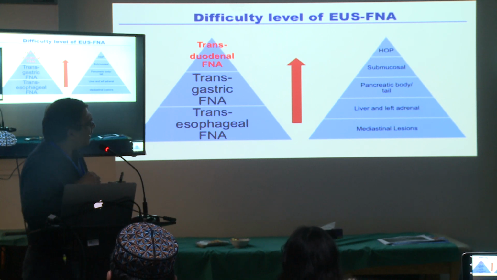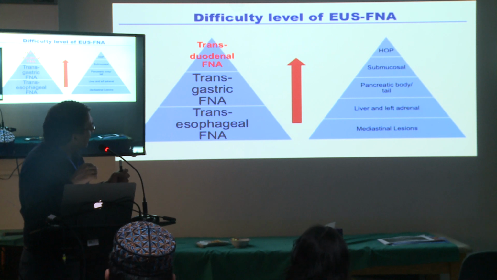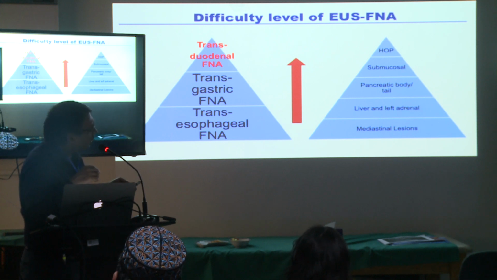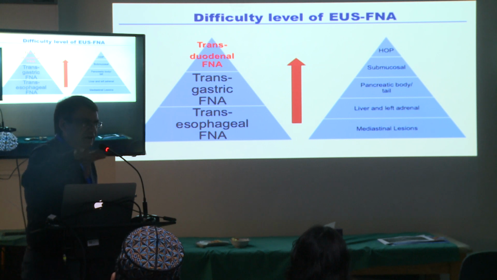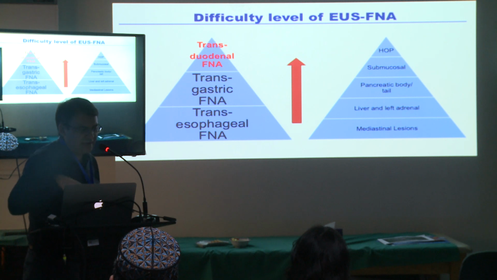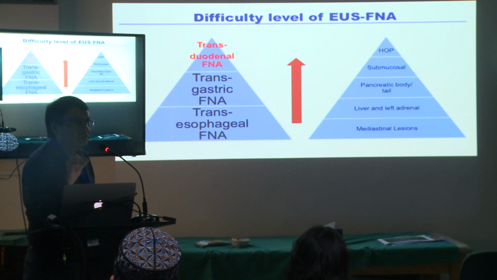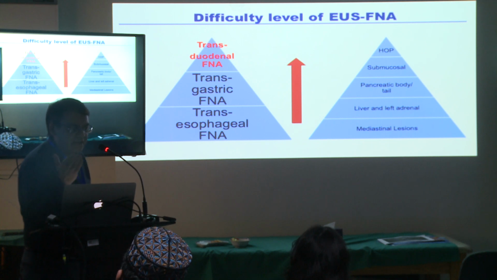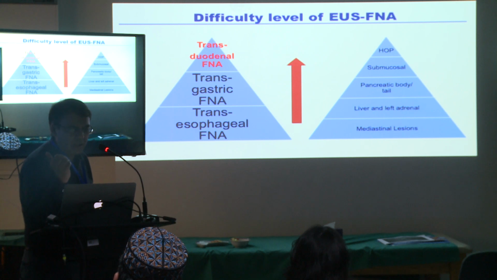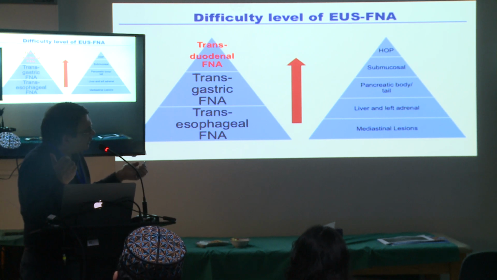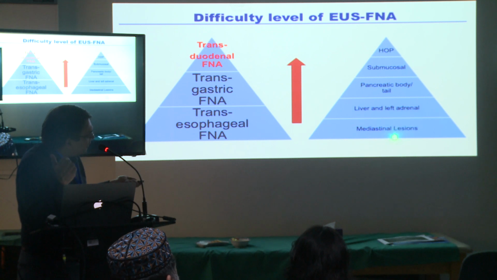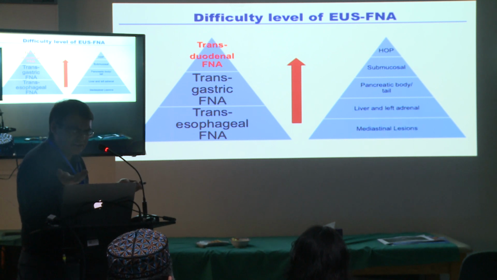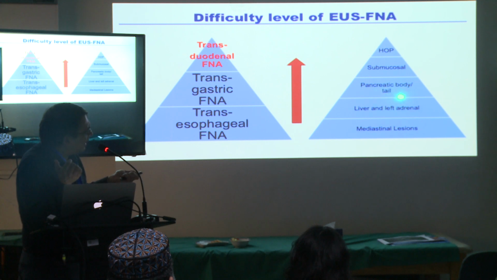So FNA or FNB or tissue acquisition, whatever you are performing, it really depends on the area you are performing it in. The level of difficulty also depends on that. The easiest FNA is when the scope is straight. And when is the scope straight? When it's in the esophagus, and then in the stomach, and then transduodenal. If the scope is in the esophagus, a mediastinal lesion is going to be the easiest. Then liver, it's easy to see. Left adrenal, easy to see. Pancreatic body, tail, and head of the pancreas.